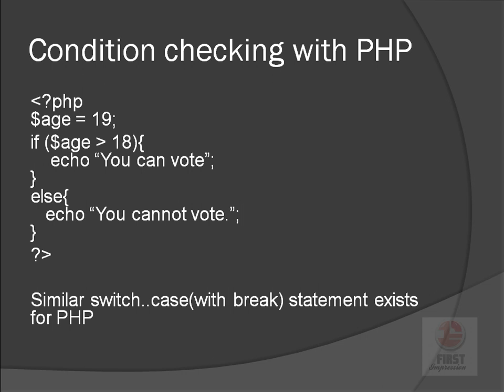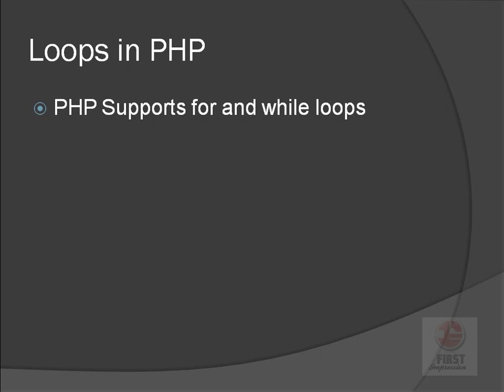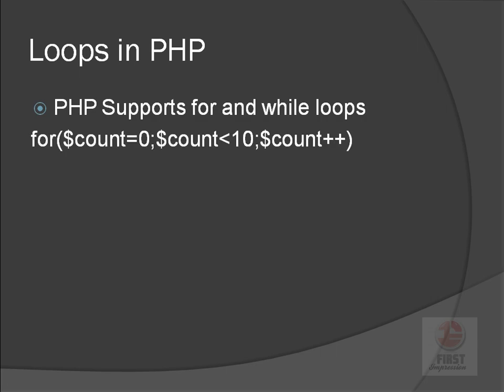Once we are done with condition checking, we can move along with loops in PHP. Loops in PHP are similar to loops in C language. PHP supports for and while loops. To use a for loop, you can straight away say for $count equals 0, $count is less than 10, $count plus plus. It will initialize the value of count to 0, take it from 0 to 9 with count plus plus, and we'll echo $count br slash. So in the output we'll get 0, in the next line 1, in the next line 2, and so on up to 9.